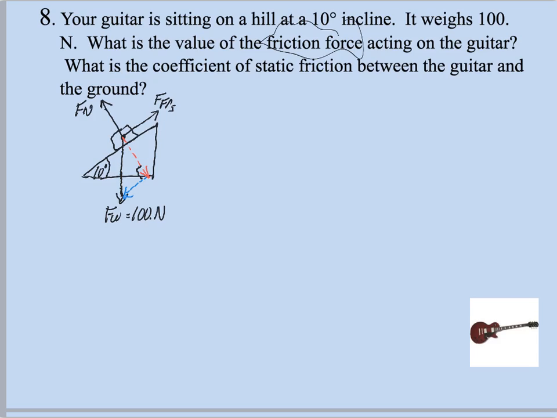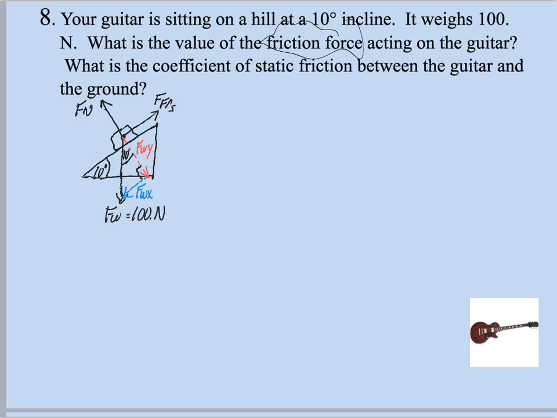Okay, let's label our components. This is FW, which one would it be? Well, it's going up and down relative to the incline, so it's FWY. And this is going side to side according to the incline, so it's FWX. And we also know this angle right here is 10 degrees. All right, so our free body diagram is done.